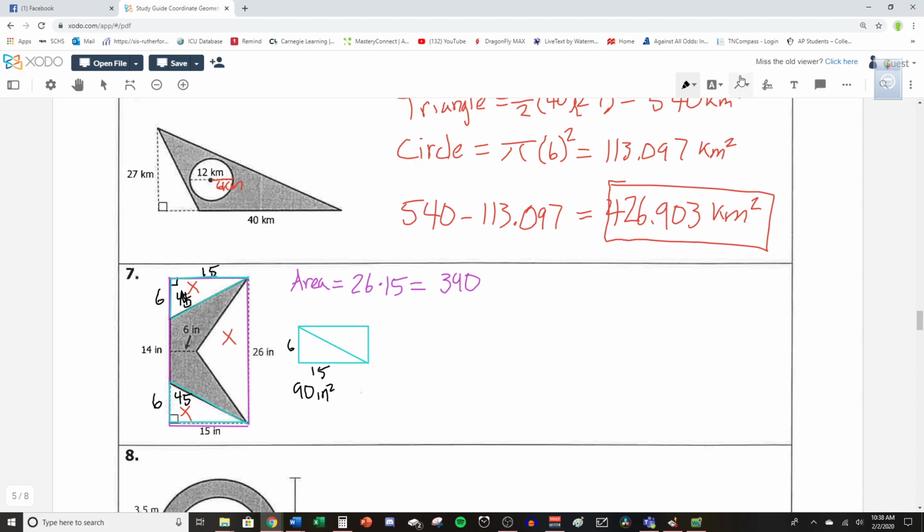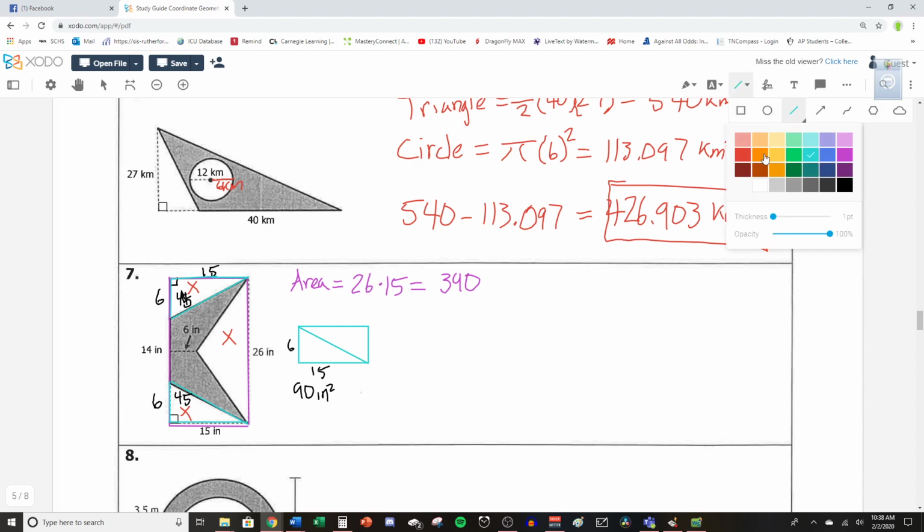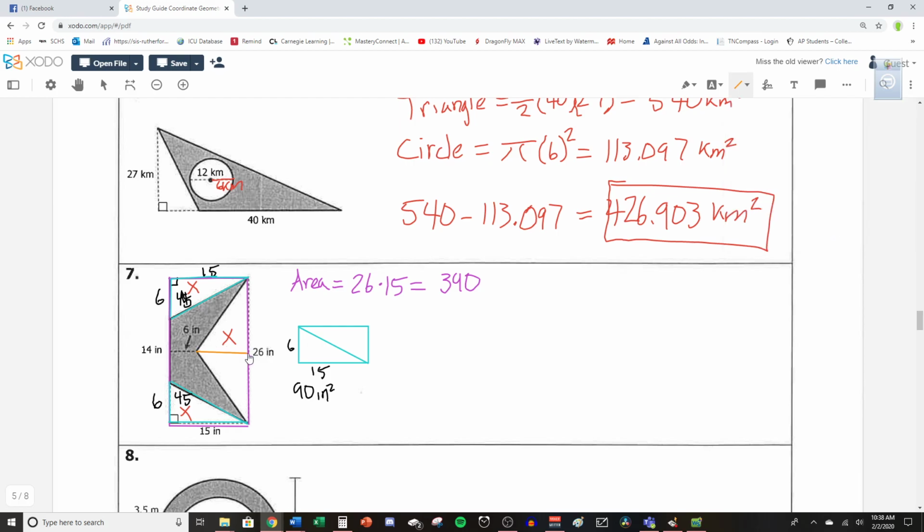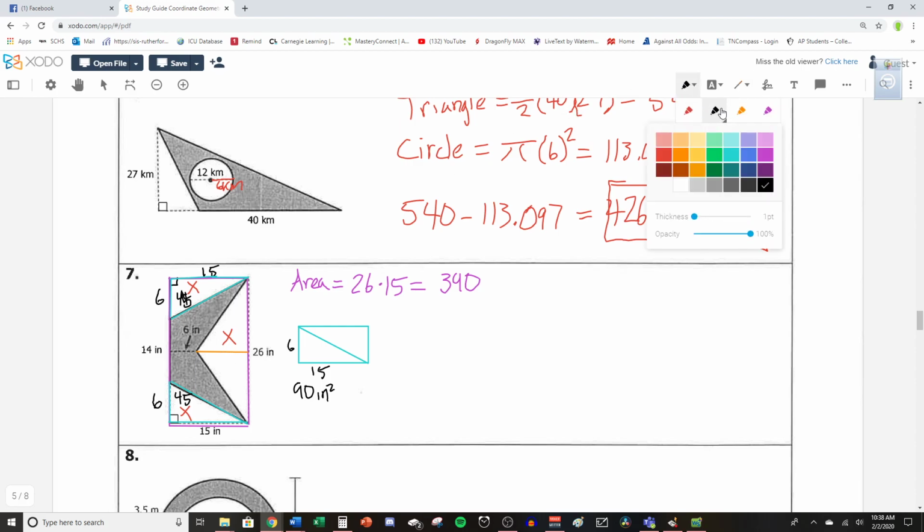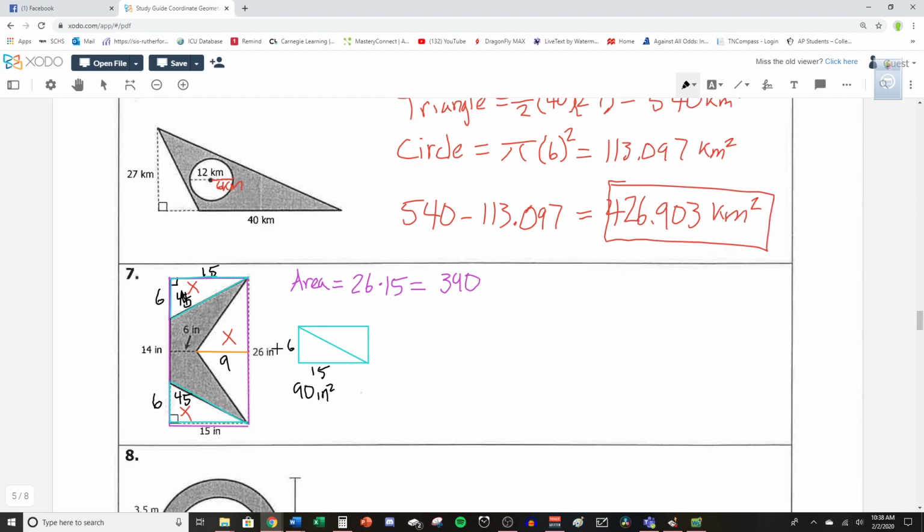Now we need the big shape. I'm going to do this one in orange. So from here to here is the height of this triangle here, the one that I put the X in. If this is 6 inches, that means that this one is 15 minus 6, so this is 9. So the height is 9.